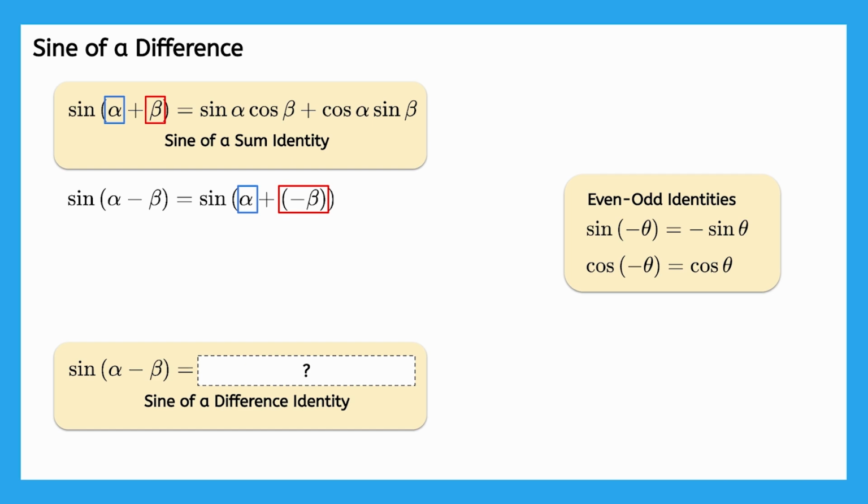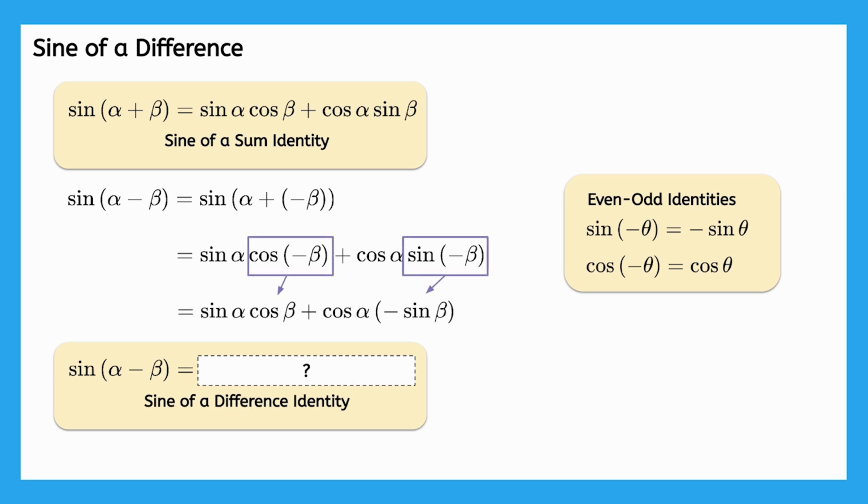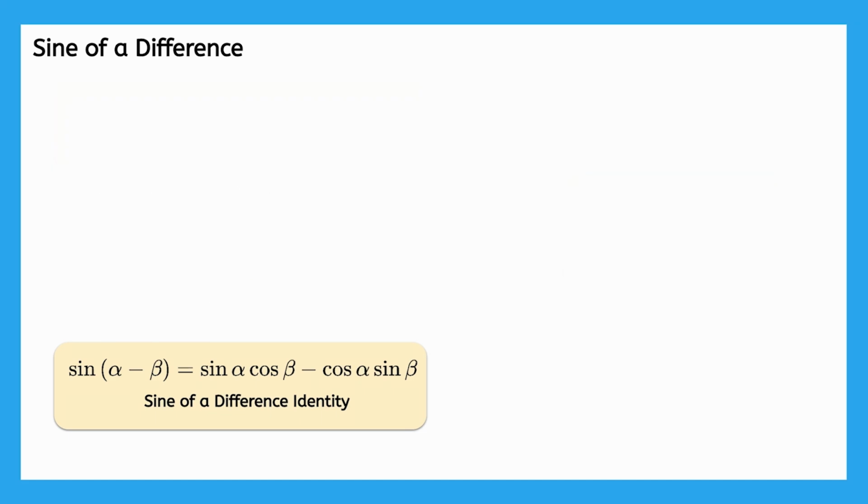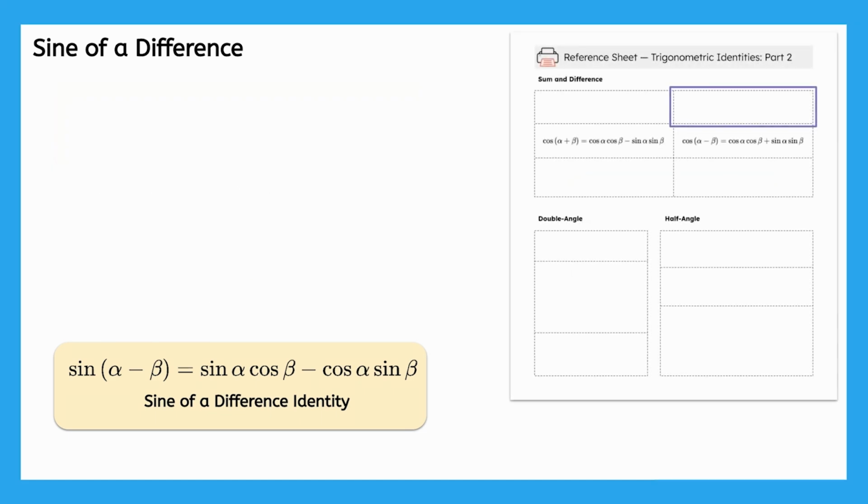Applying the identity, we get sine of alpha times cosine of negative beta plus cosine alpha times sine of negative beta. Then, applying the even-odd identities and simplifying, we get that sine of alpha minus beta equals sine of alpha times cosine of beta minus cosine of alpha times sine of beta. Record this new identity in this slot of your reference sheet. Pause the video to do so now.